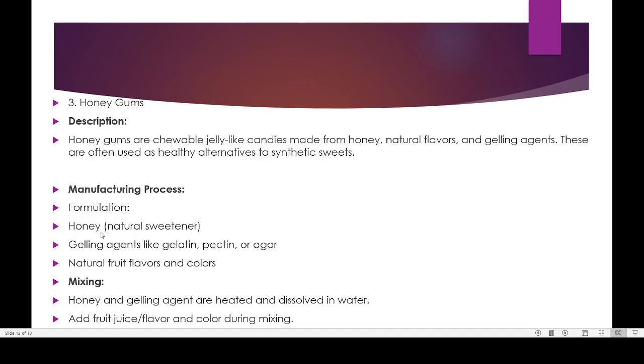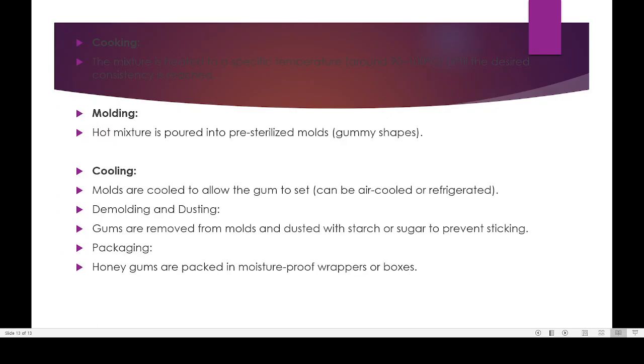So simply we put honey and some gelling agent like gelatin or pectin. For example, in preparing many food products like ice cream, we will be adding pectin. That will be a gelling agent, and we will also be adding some natural fruit flavors or color. So honey and gelling agent are heated and dissolved in water, and we will also be adding some fruit juice and color. So that becomes a chocolate-like or gum-like thing. That product is known as a honey gum.